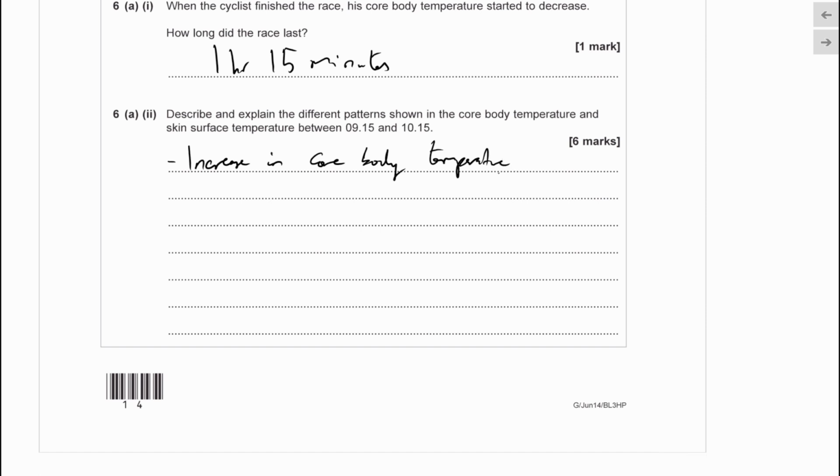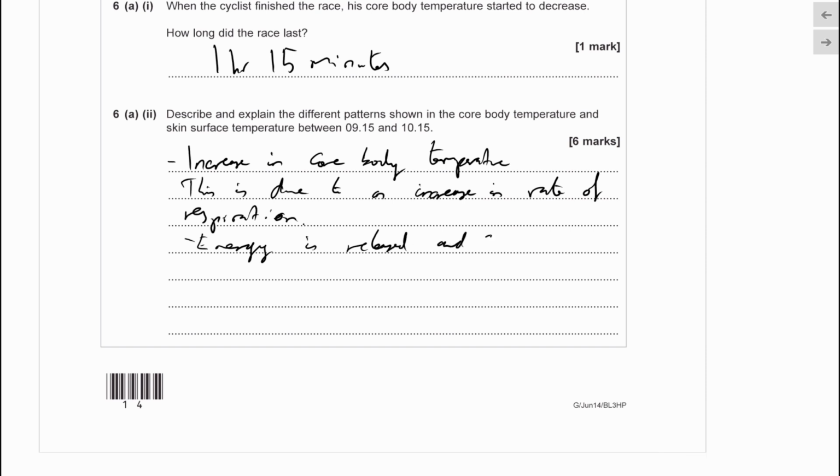All right, now why does this happen? Well, as you're carrying out exercise, you need to start respiring more because you're doing more work, you're using more energy, respiration rates will increase. So this is due to an increase in the rate of respiration. Okay, now what happens during respiration? Well, in respiration, energy is released and some is heat energy, right? And heat energy will increase your core body temperature. So I'm going to just put there to make sure. Raising body temperature.